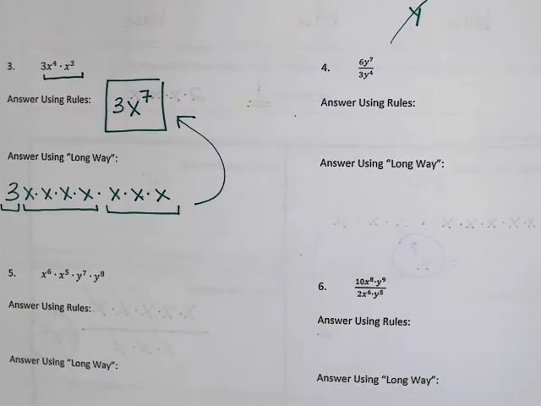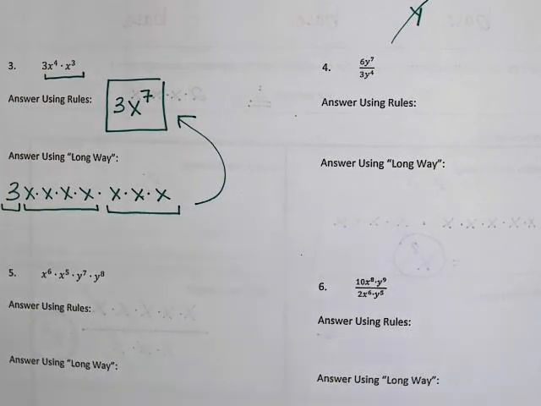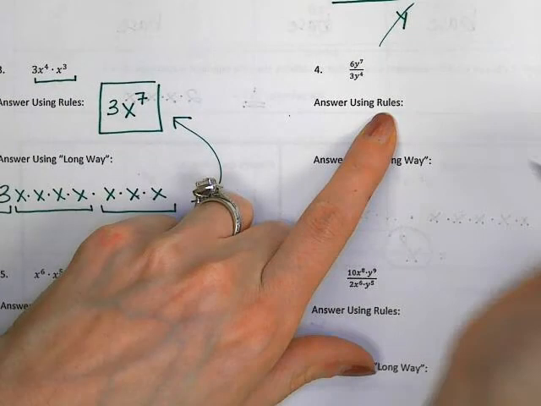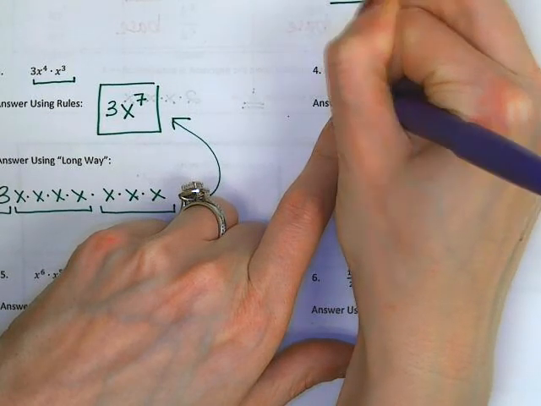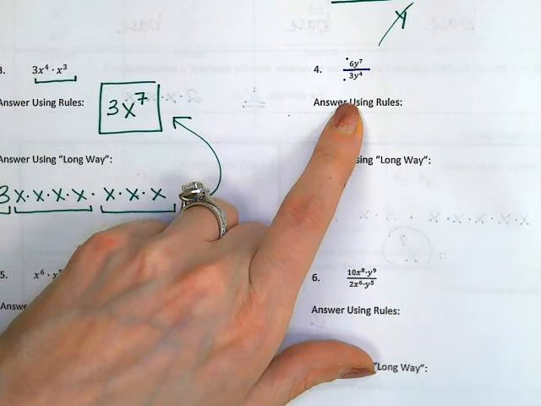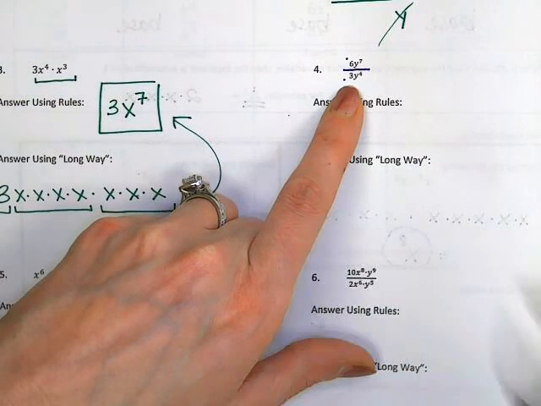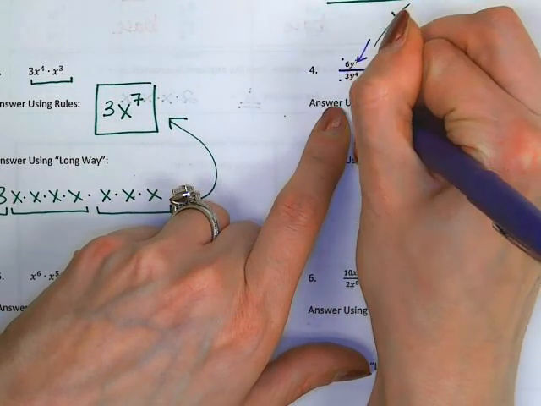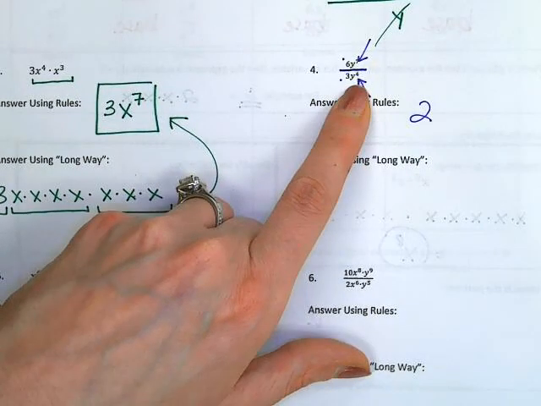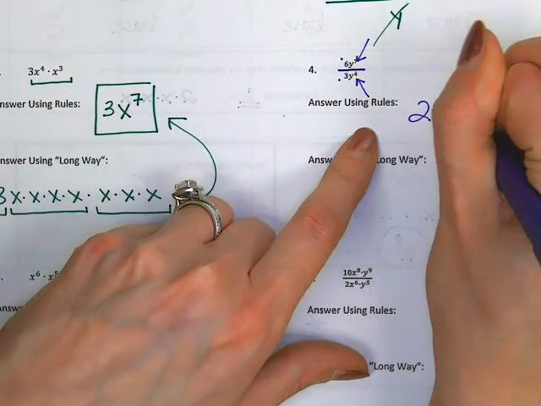All right, let's try number 4. So this one, using the rules, now 6 and 3, we're just dividing. So what's 6 divided by 3? Those aren't exponents, those are just normal numbers. 6 divided by 3 is 2. But then what's the rule for dividing with exponents? You subtract, so 7 minus 4 is 3.